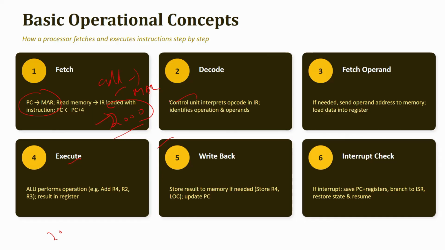Here the decode does the following: once the instruction is available in the IR, the instruction register, the control unit reads and interprets it.